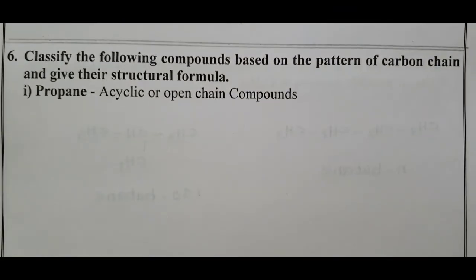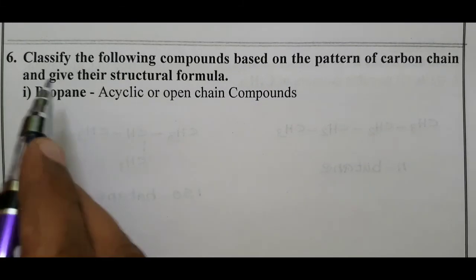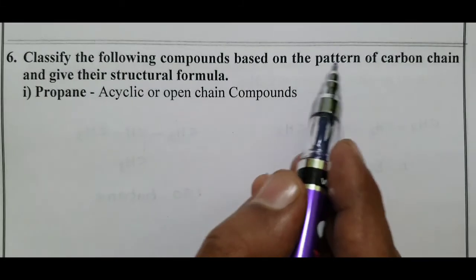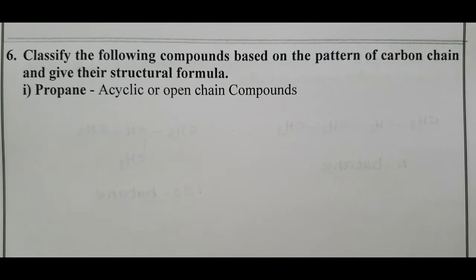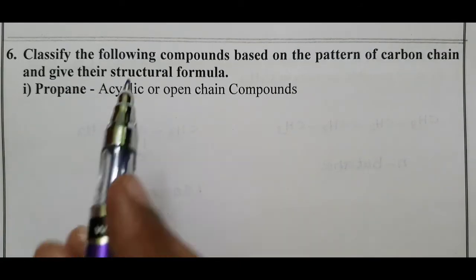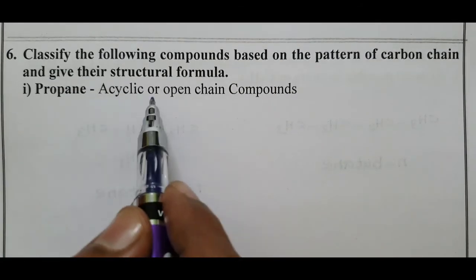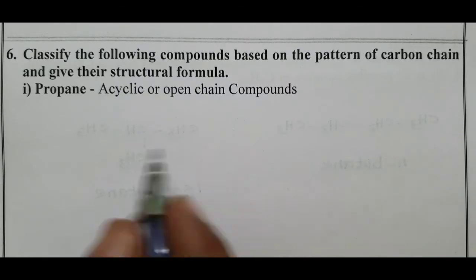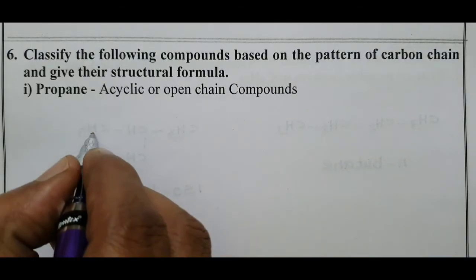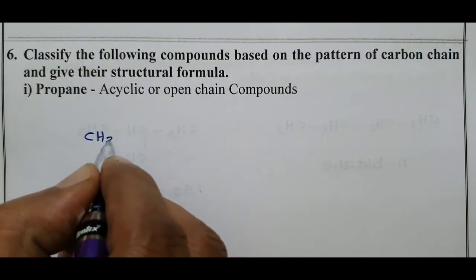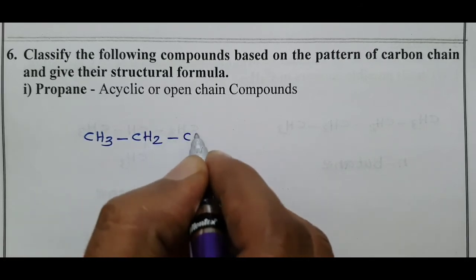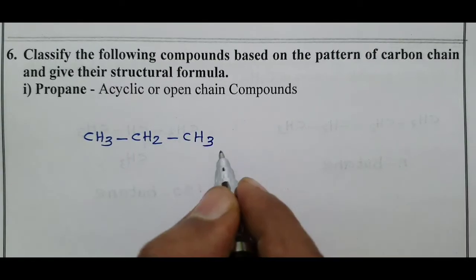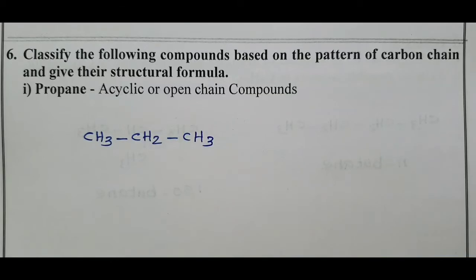Assessment 6. Classify the following compounds based on the pattern of carbon chain and give their structural formula. Propane comes under alicyclic or open chain compound. The molecular formula of propane: 3 carbon atoms, CH3, CH2 and CH3, an open chain compound. There is no cyclic chain, so it is also called an acyclic compound.